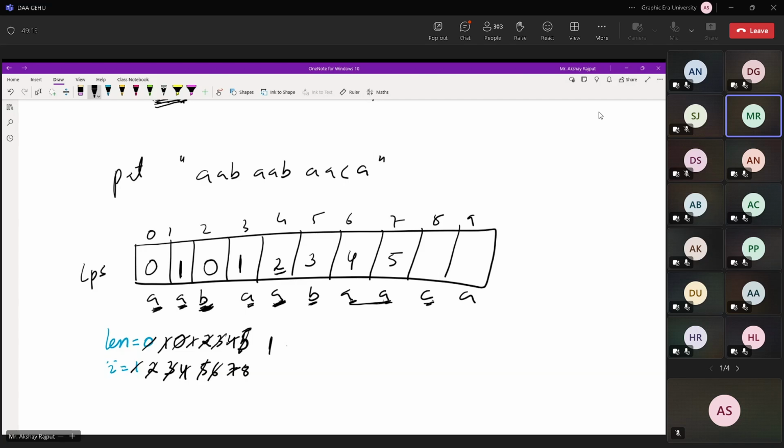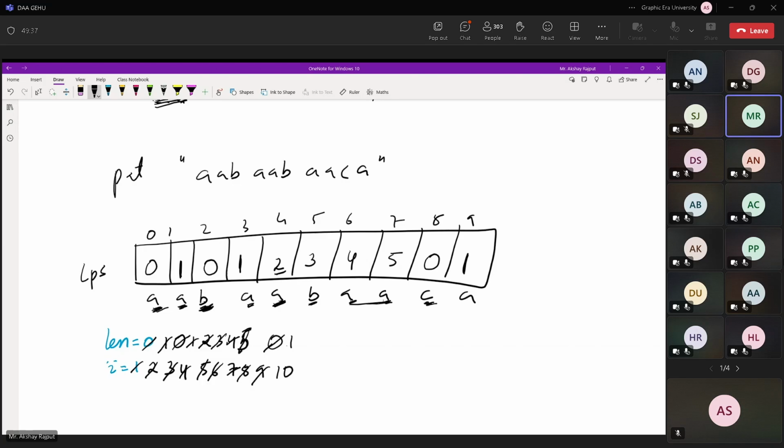Now this A is already matched. Now it is asking to match this C. Are these equal? No. LPS of len minus 1, 0. Are these equal? No. Len equals 0, so make it 0. Then next time I plus plus. So now 0 and 9. Are these equal? Yes. So len plus plus. LPS of I equals len. I plus plus. Came out at the end.